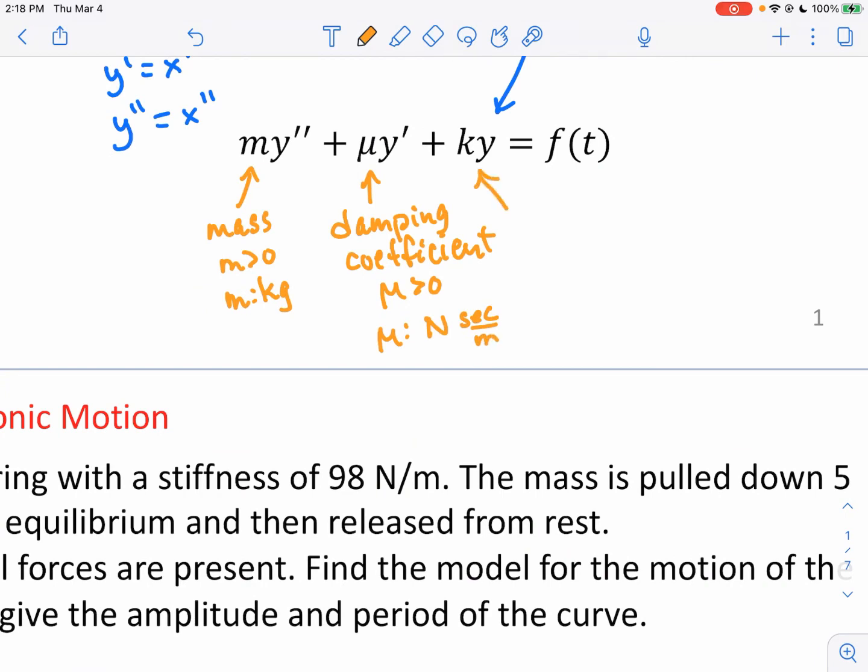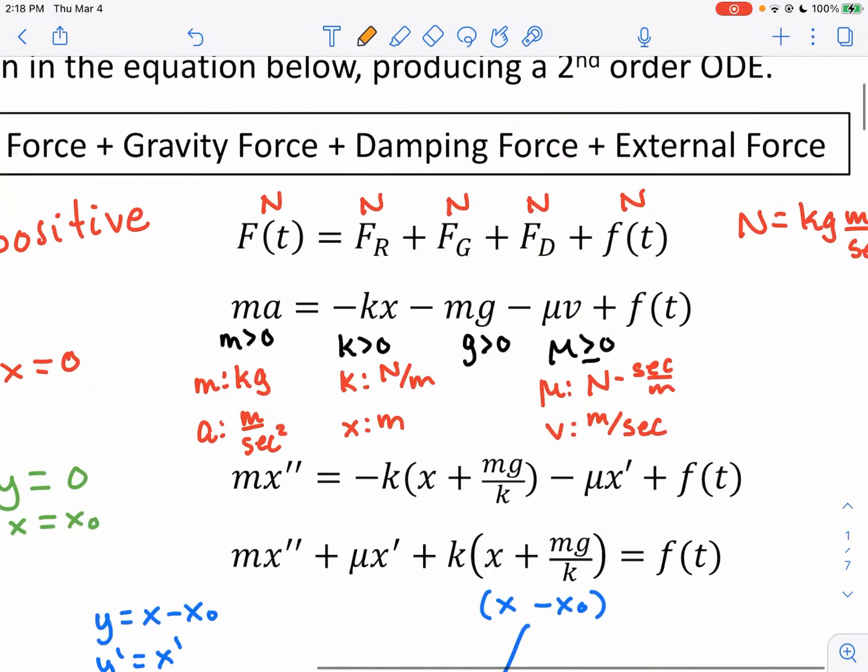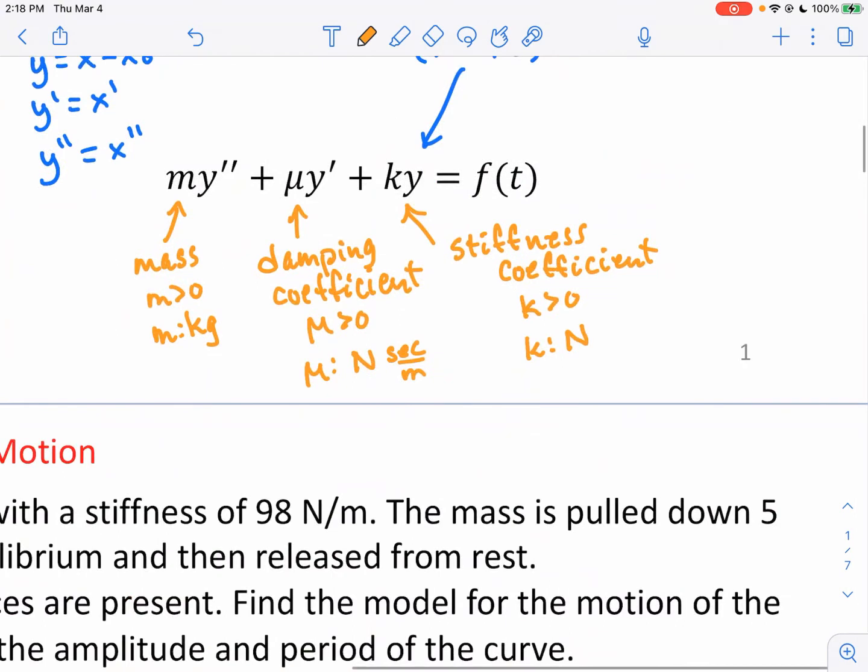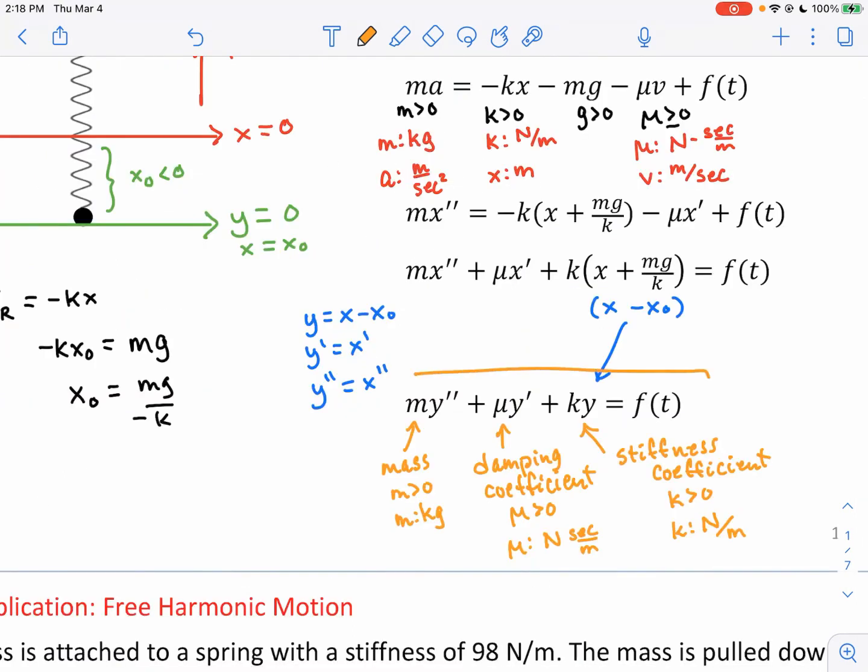And then the K is called, we'll call it, the stiffness coefficient. And it's always going to be positive as well. And its unit will be, if you look back up here, the K has a unit of newtons per meter. All right, and then we're just going to pretty much be working with this differential equation right here to model this free harmonic motion moving forward.